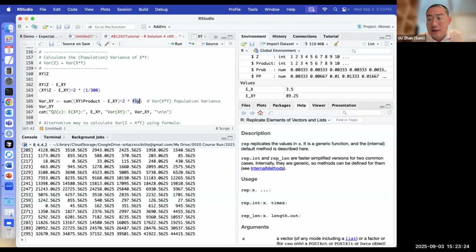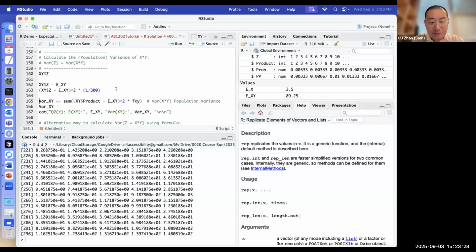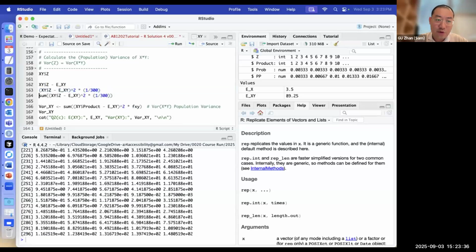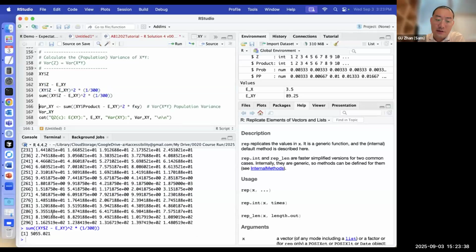So these 300 numbers from the first part will times 1/300, 300 times, right? Or you can use a replicate function. So they are the same. So that's the one, right? Then next you need to sum them together. This should be the variance. So the variance is 5055.021. So that's the variance.